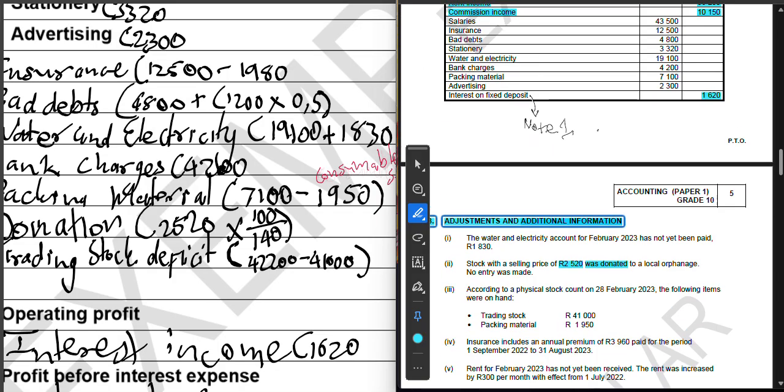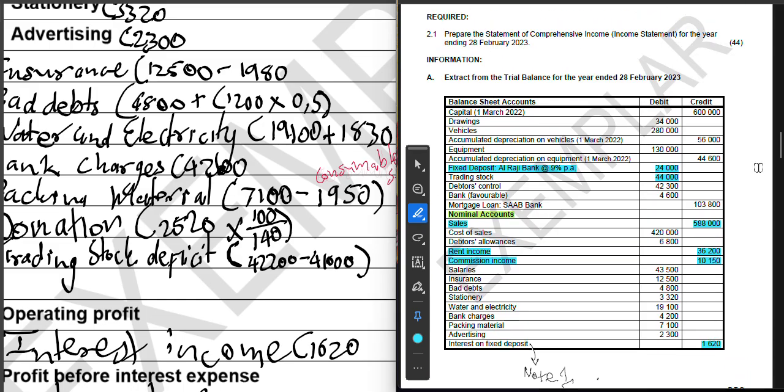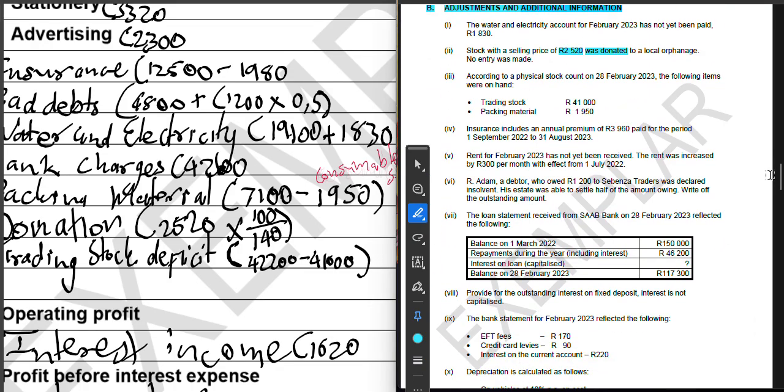Please note that the balance at the end is not the same as the balance that we have for our loan. You see the same bank, mortgage loan, SAAB Bank. There it is, 103,800. However, the balance on the statement says 117,300. Please take heed that it says here interest on loan capitalized. Just take note of the signs that I'm about to write here.